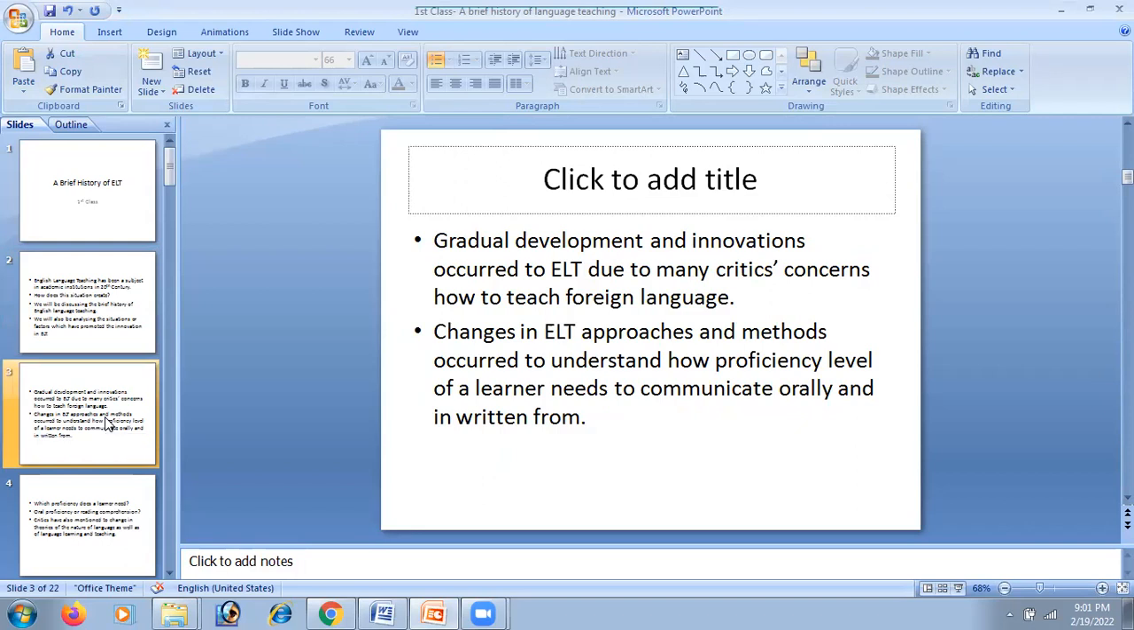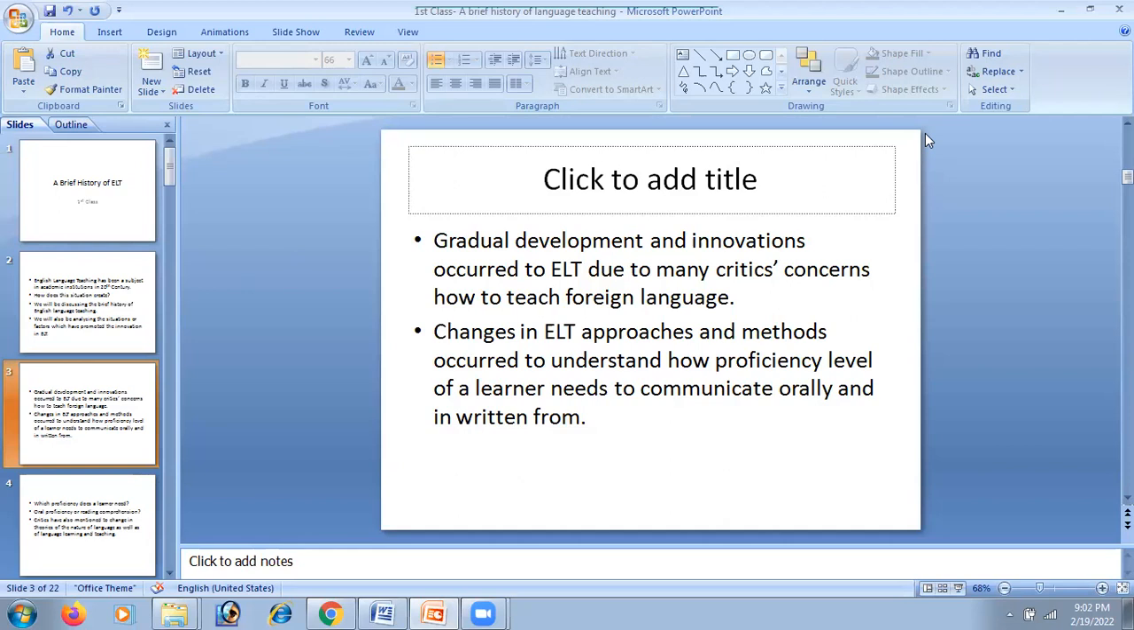The gradual development and the innovations occurred in ELT, that means English language teaching, and that happened for many critics, or very broadly, we can say that many linguists had concern regarding the English language teaching through centuries, through literary histories. And for this reason, we have seen several ups and downs, several new modules, technologies, new approaches and methods have come in English language teaching here.